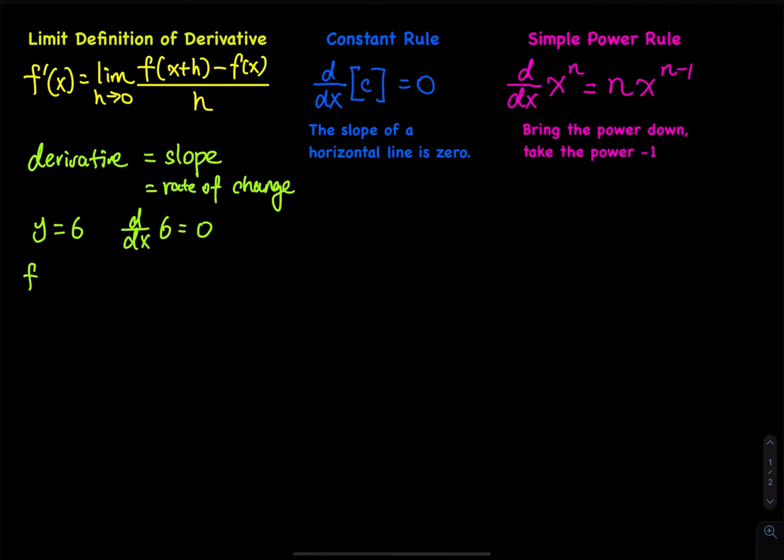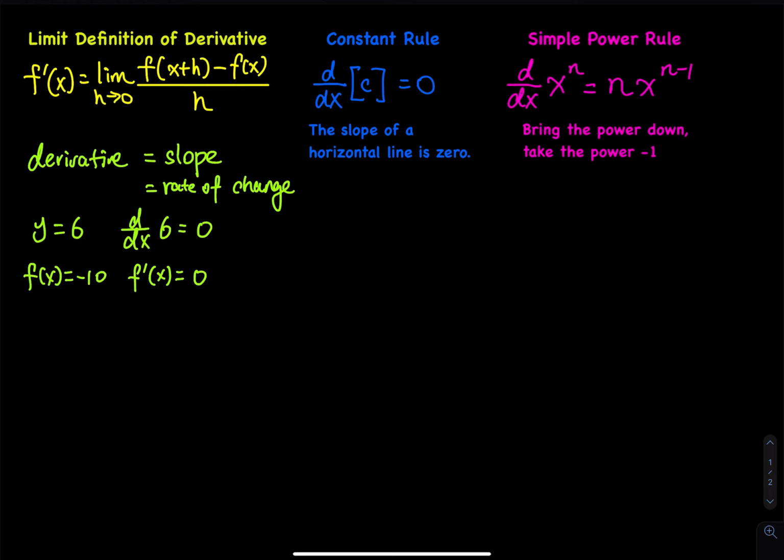What if you have f of x equals negative 10? Then f prime of x is equal to 0. y equals negative 10 is a horizontal line. The slope is equal to 0. That is called the constant rule. So the derivative of a constant value is equal to 0 because the slope of a horizontal line is equal to 0.